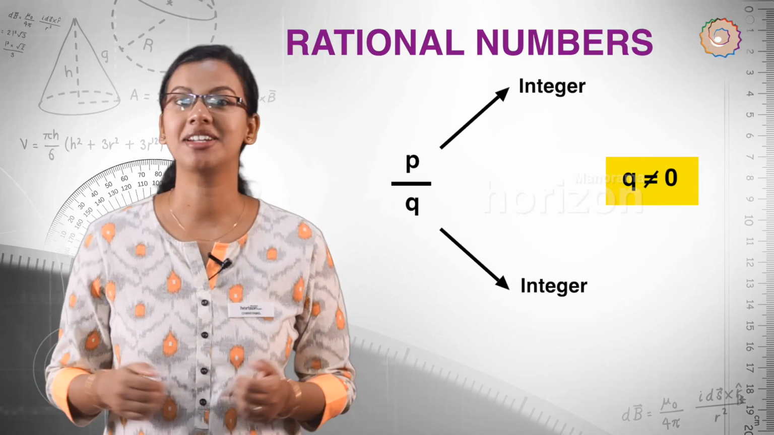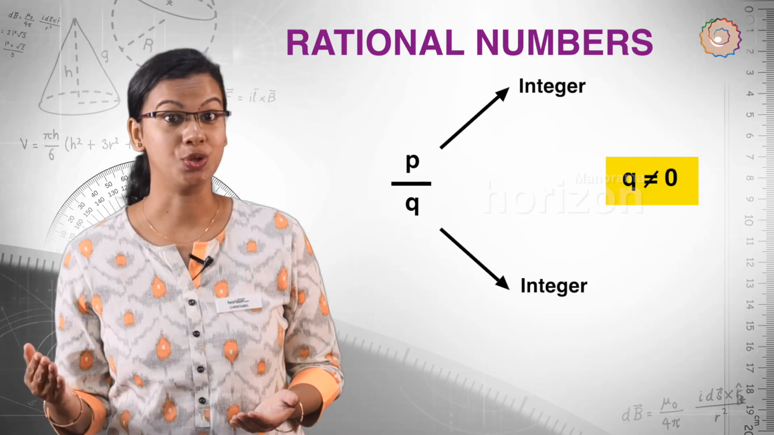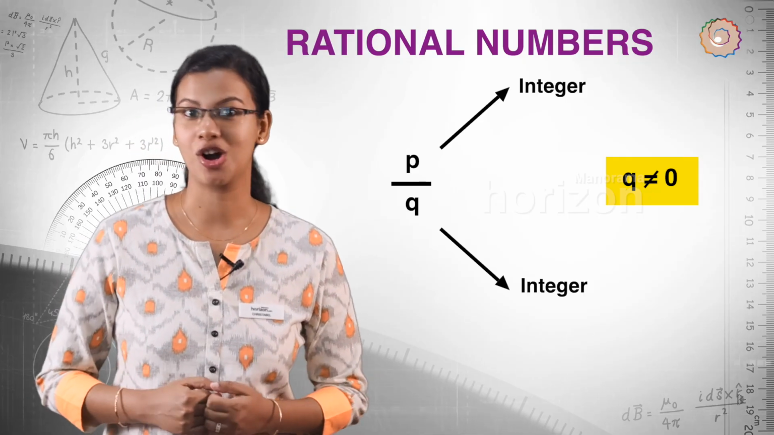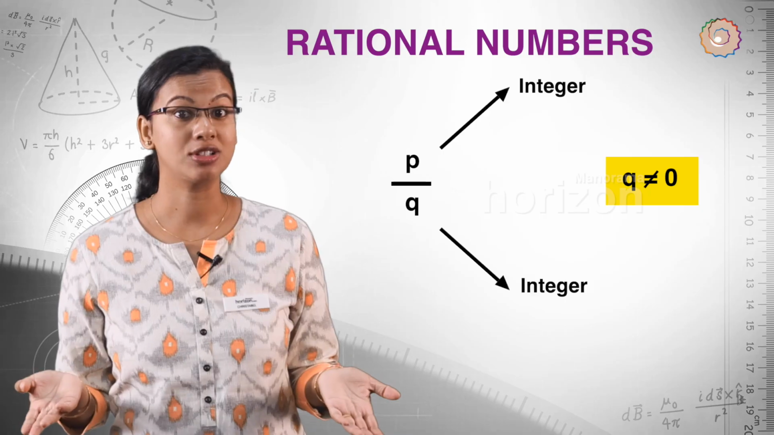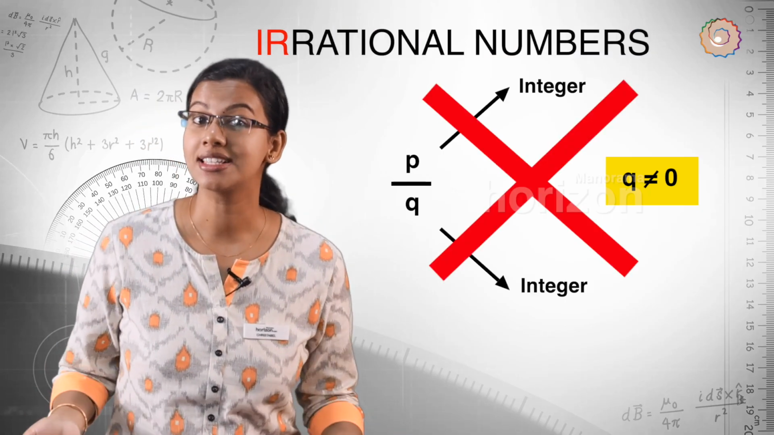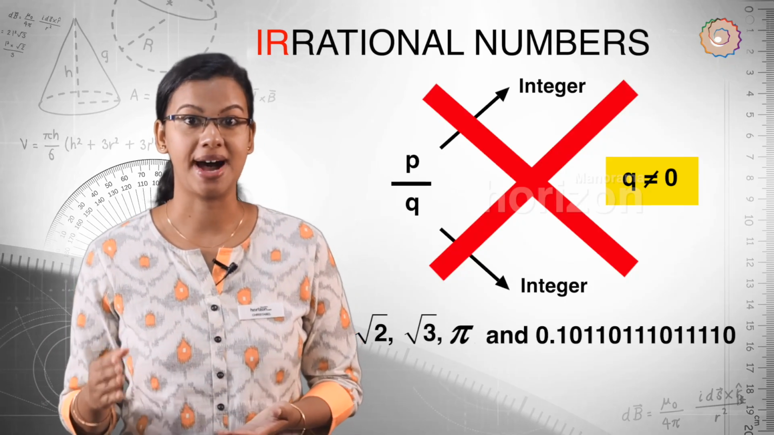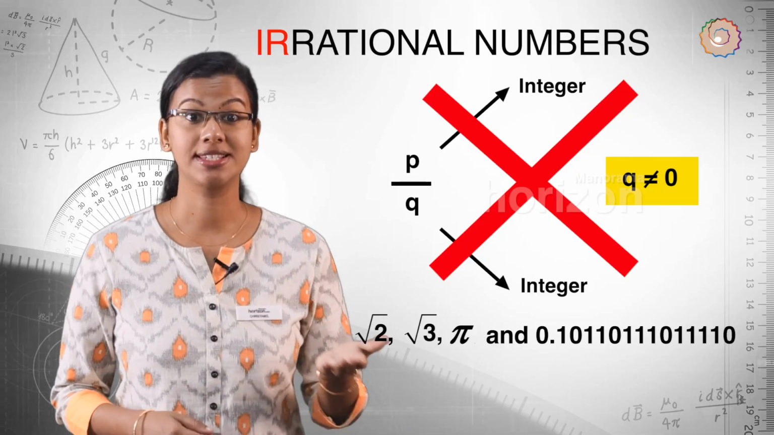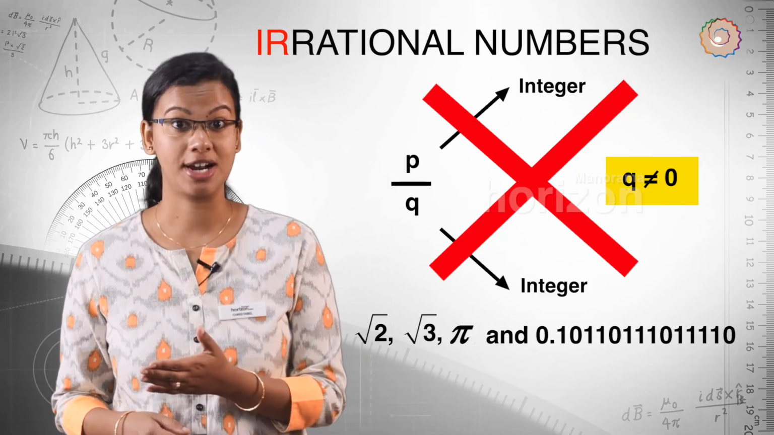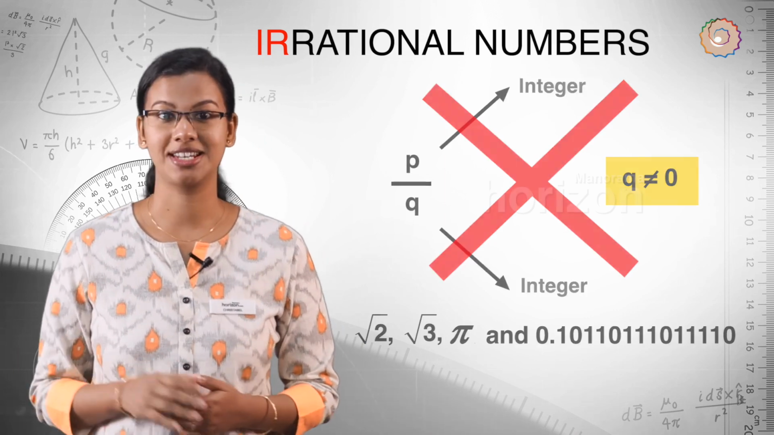Rational numbers can be written in the ratio form p by q, where p and q are integers and q is not equal to 0. Then what about the numbers that cannot be written like this? They are called irrational numbers. Numbers like root 2, root 3, pi and 0.101, 1011, 10111 are examples of irrational numbers.